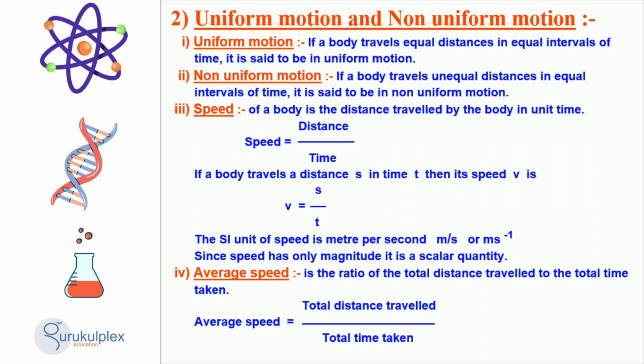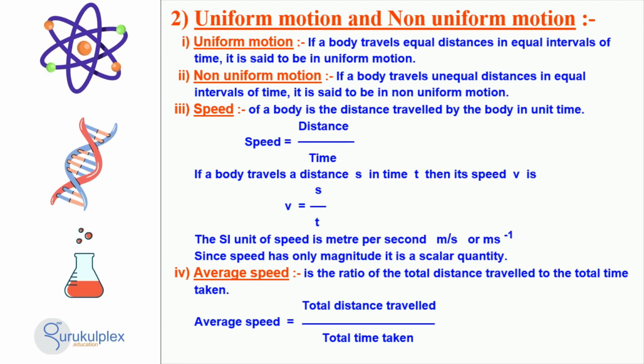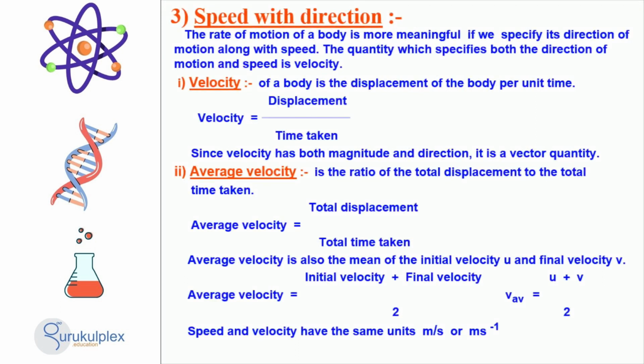Average speed is the ratio of the total distance traveled to the total time taken, which is the average of the speed of the body during the entire motion. For example, if the total distance is 100 kilometers and the total time is 2 hours, the average speed is 50 kilometers per hour. An important measure of an object's motion is its rate, which is known as velocity.